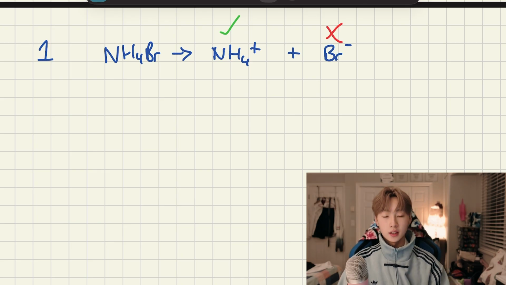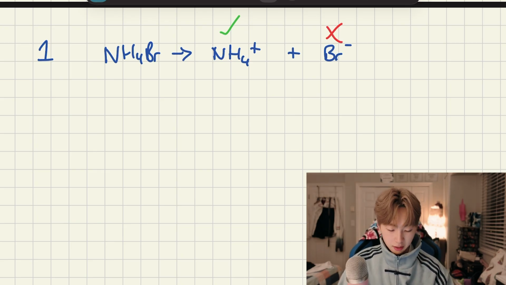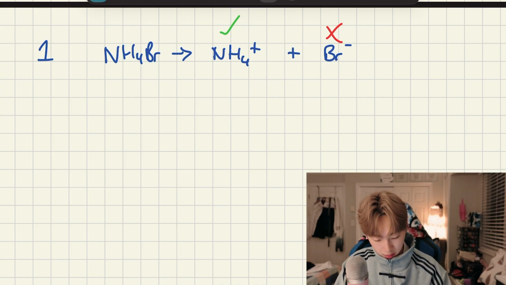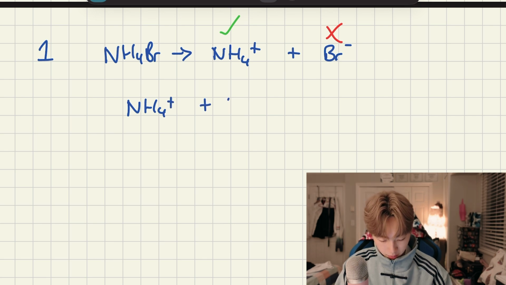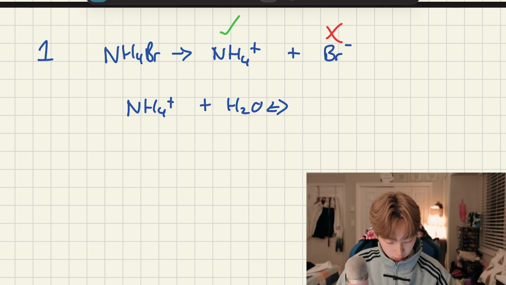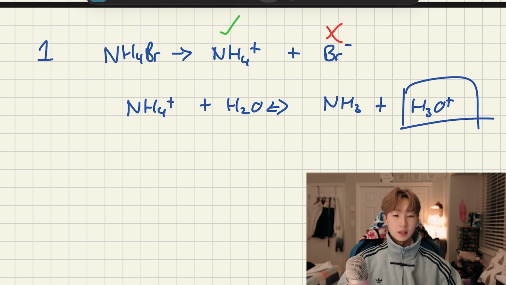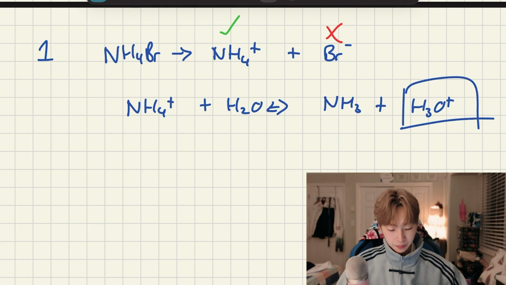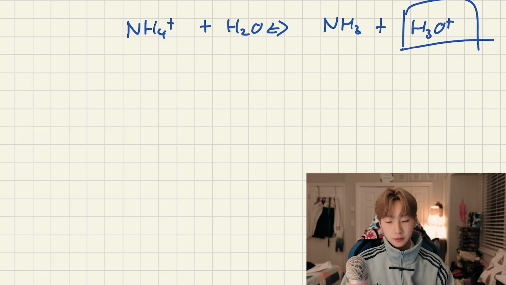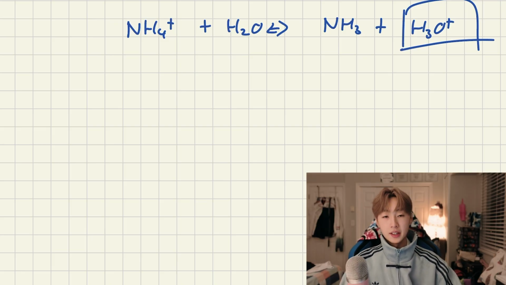So in this case, our Br- is going to be a spectator ion. So it does nothing. So all that's happening is our NH4+ is going to react with water. And that's going to form our NH3 and our hydronium. And because there's hydronium, this is going to form an acidic solution. And that's our first scenario, where our cation will hydrolyze and our anion will not.